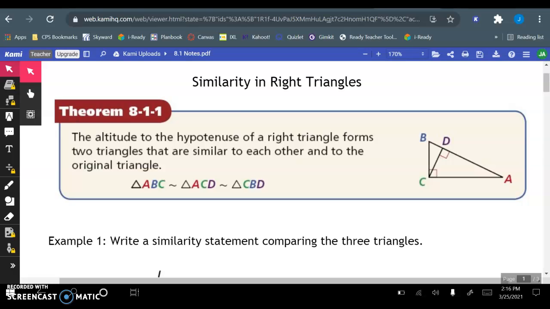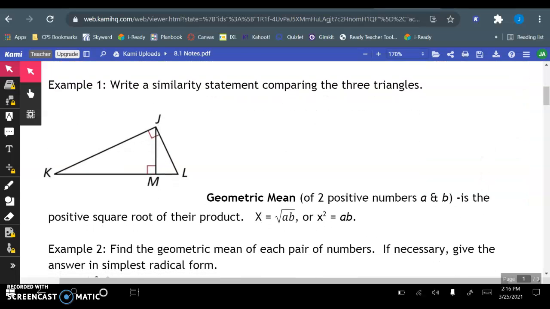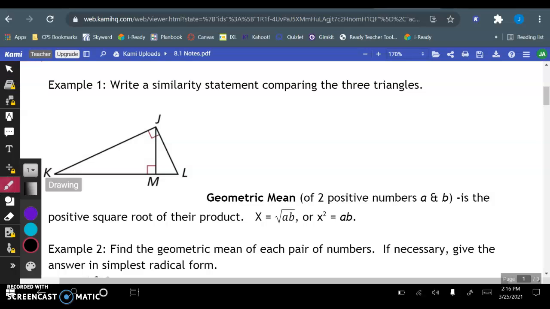And that altitude of a right triangle forms two triangles that are similar to each other and to the original triangle. So there's the large triangle there. Then when we draw the altitude, it splits it up into two smaller triangles. And this theorem is saying that all three are similar, which means they would all have a similarity ratio that's the same. So for example 1, we have to write a similarity statement comparing the three triangles.